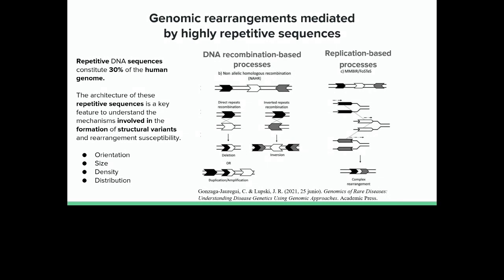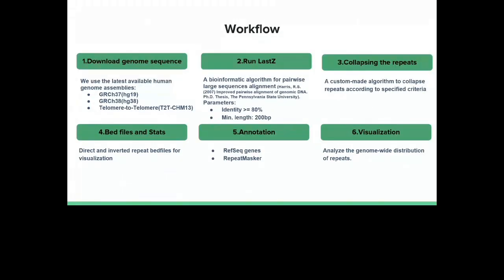As well, we can have more complex rearrangements through replication-based mechanisms like MMBIR or FoSTeS, where they use different sets of inverted and direct repeats, resulting in a combination of structural variants, like this one. And this is the workflow that I follow to identify these sort of repeats.